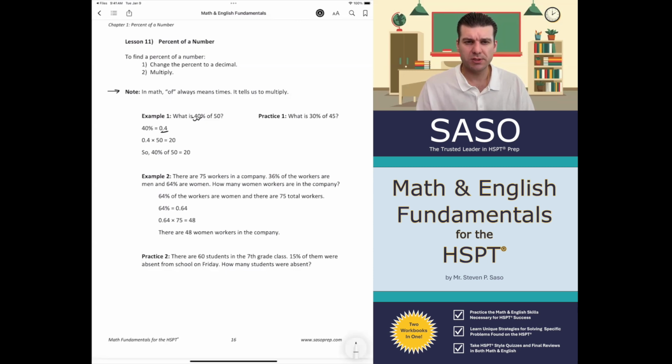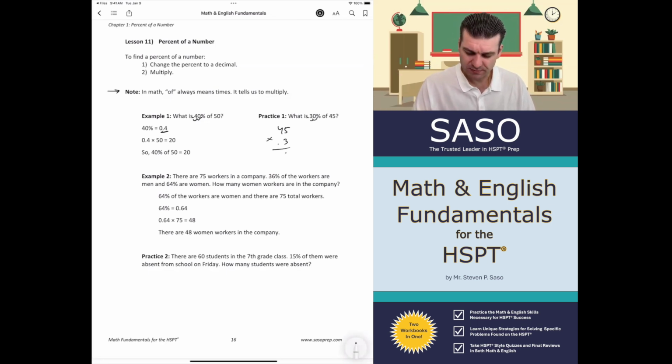So what is 30% of 45? Okay, so 30% is 0.3, right? Just move that decimal over 2 places to the left, drop the percentage sign, then you can drop any extra zeros. You don't have to do 0.30, you can just do 0.3. And then that's 45 times 0.3. That's it. Pretty easy, right?